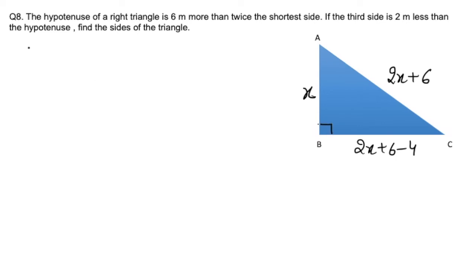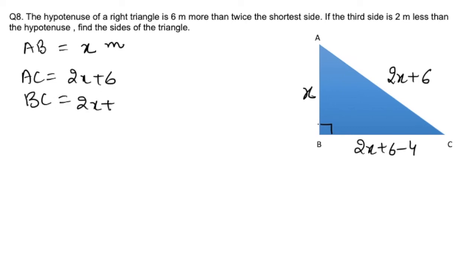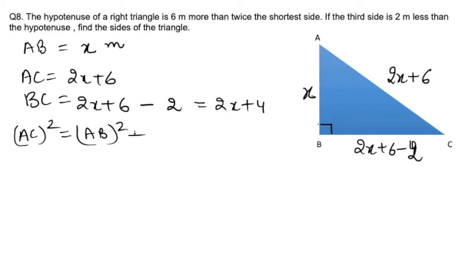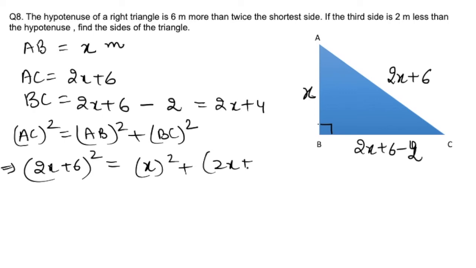So let us start. Let us suppose that AB is the shortest side, which is equal to x meters. Then in that case AC will be equal to 2x plus 6 meters, and BC will be equal to 2x plus 6 minus 2 meters. So 2 meters less in this case means we can write it as 2x plus 4 meters. So again let us apply the Pythagoras theorem. We can easily write AC whole square is equal to AB square plus BC square. Or we can also substitute the values. 2x plus 6 whole square will be equal to x square plus 2x plus 4 whole square.